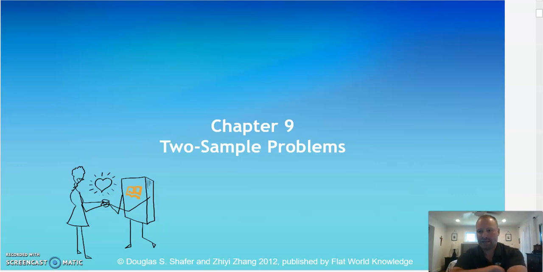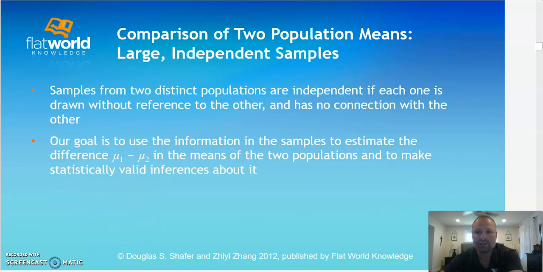So today we're going to cover Chapter 9, which takes a look at two sample type problems. Essentially we're comparing two population means, large and independent samples. What do we mean by that? Samples from two distinct populations.